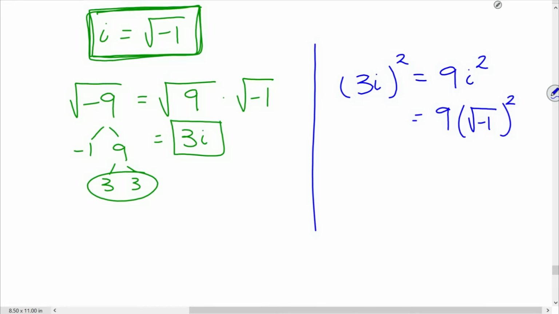Okay, and so this right here is the number that if I squared it would give me -1. If you square that number, you get -1. Or in other words, the square cancels out the square root, and you're left with -1. So we get -9. So that really is the number that if I squared it would give me -9.